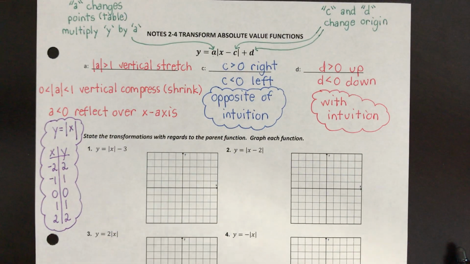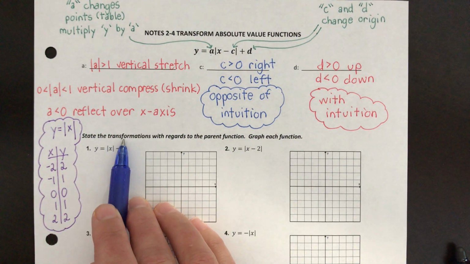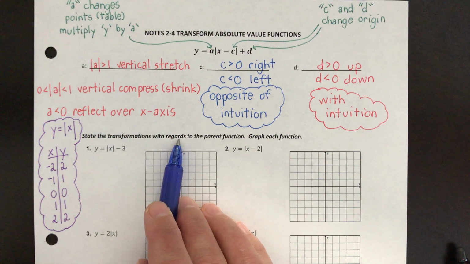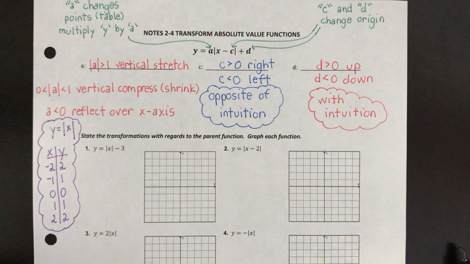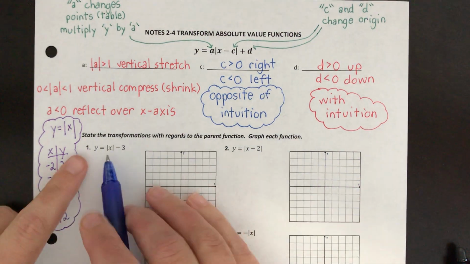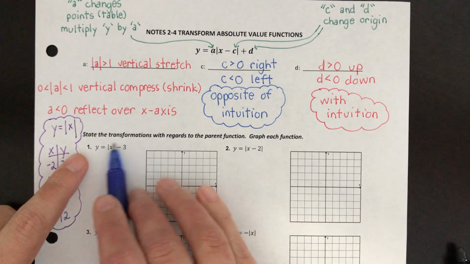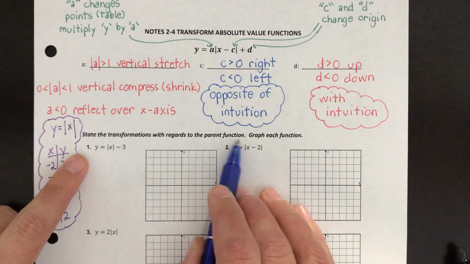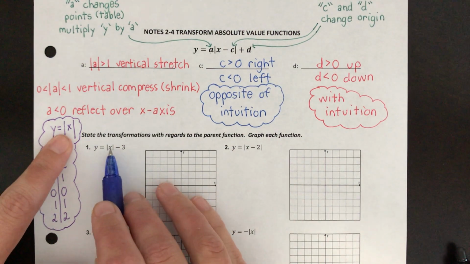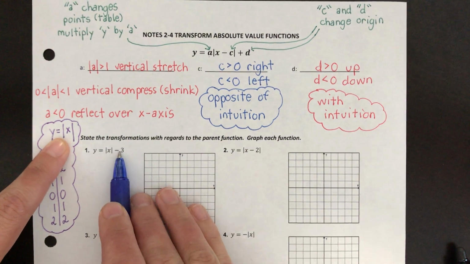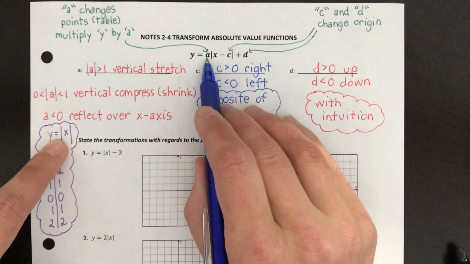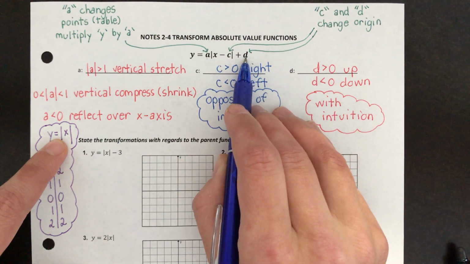So let's get started with 1 through 6. State the transformations with regards to the parent function. Graph each function. Okay, so on number 1 here, what is the transformation with regards to the parent function? Well, look at the difference between the parent function and this guy. The difference is this little -3 here. So does that -3 correlate with A, C, or D? You're right if you're screaming at home, D.